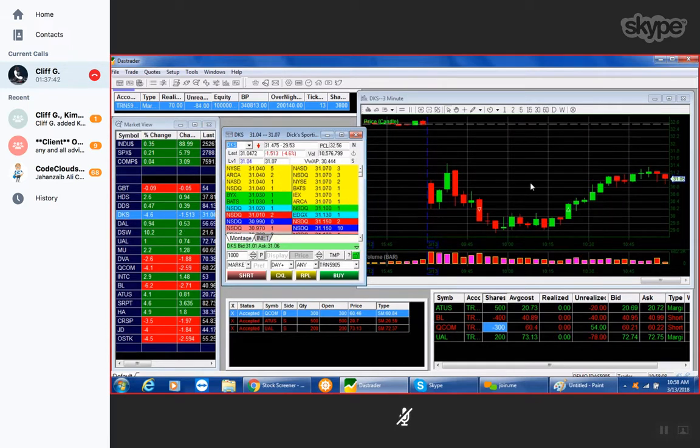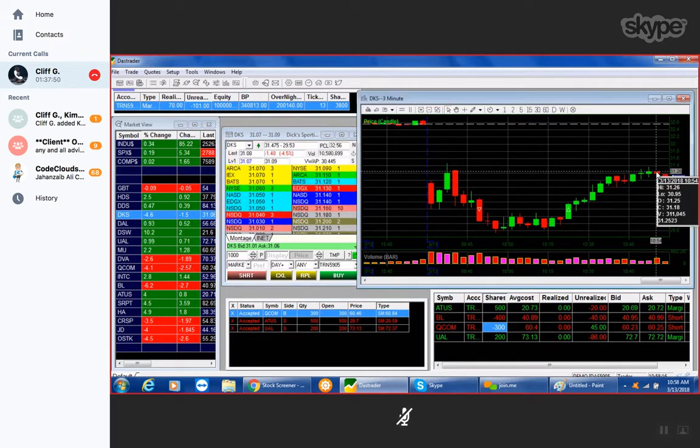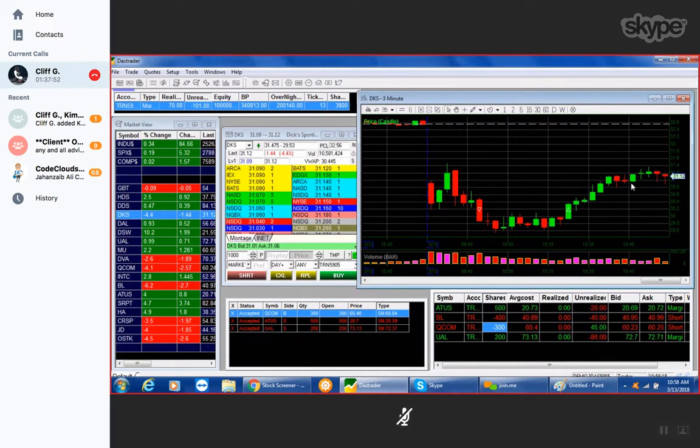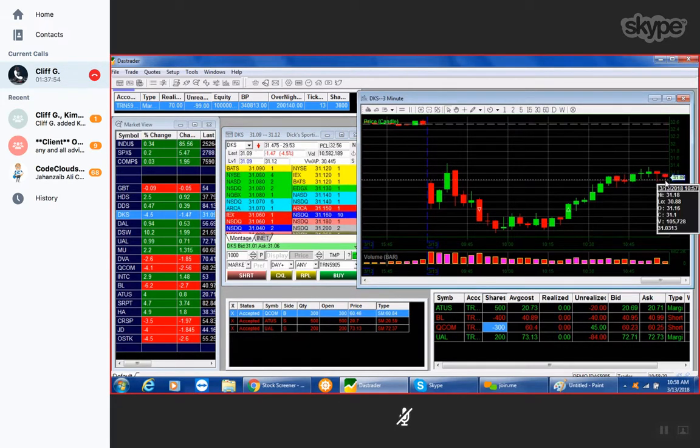DKS. What's going on here? All right, look at the bid, 31.05. I want to short under 31. Under 31. Anything here under? Yeah, there's some tails here that go under 31 on a 20-cent chart.